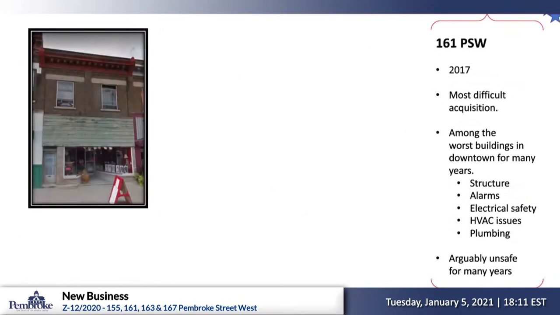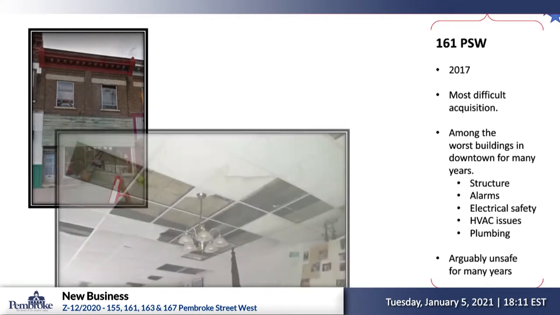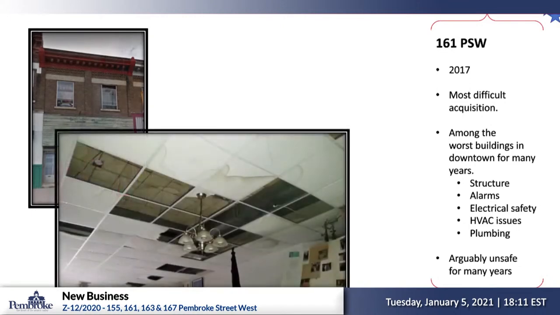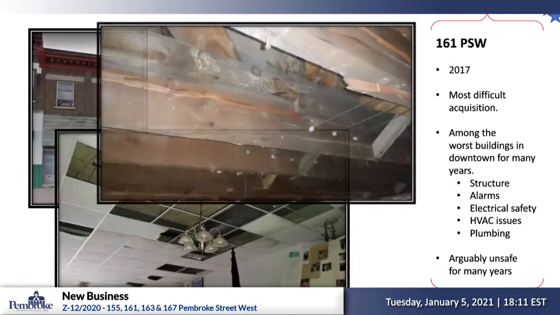Now, the next building, 161 Pembroke Street West, was probably our most difficult acquisition. It was among the worst buildings in downtown. It was structurally unsound. There were no alarms, electrical below code, plumbing below code, et cetera, et cetera. As a matter of fact, the interior was a mess. And the structure was unsound because, as you can see, the floor joists from upstairs were cracked, and there were probably a dozen of those. So we had to fix those, which we did.